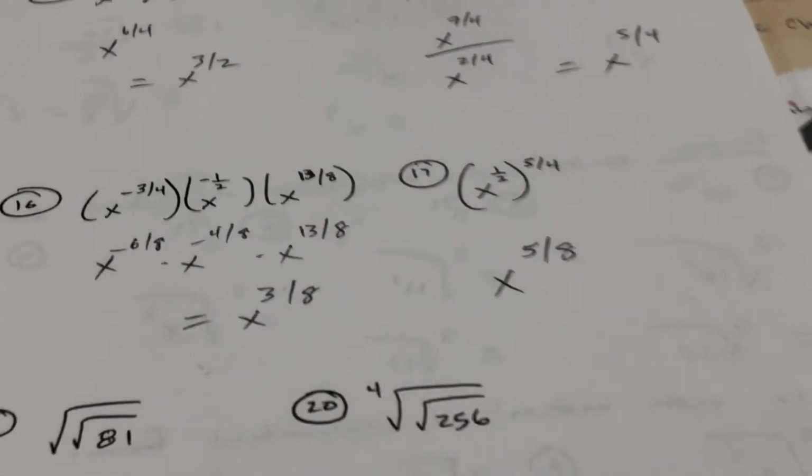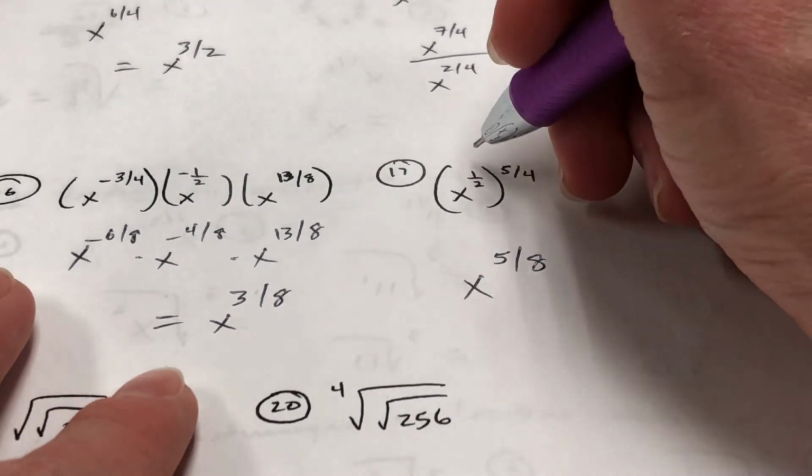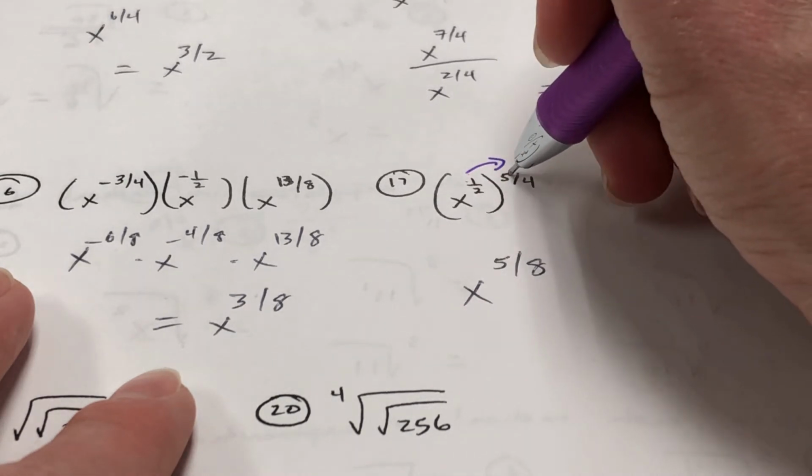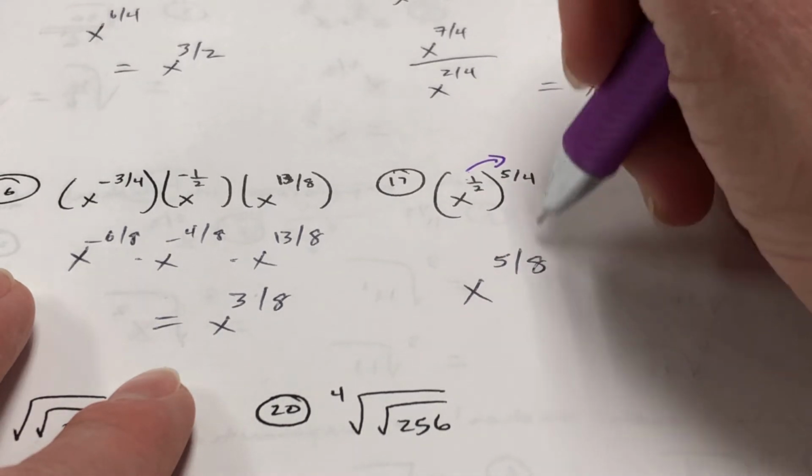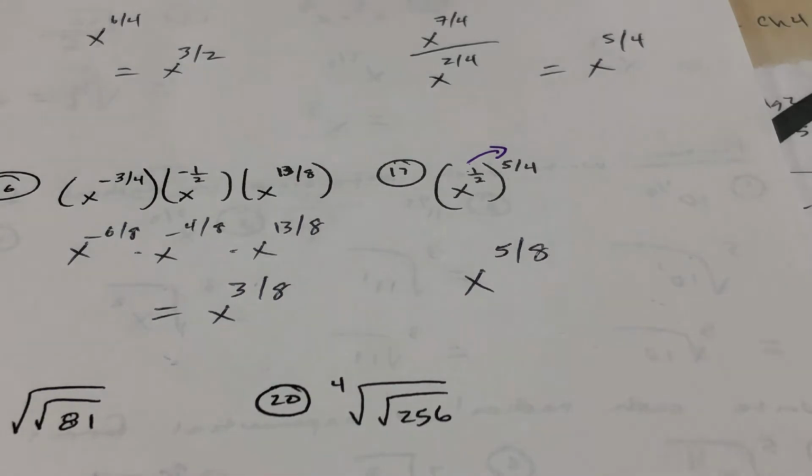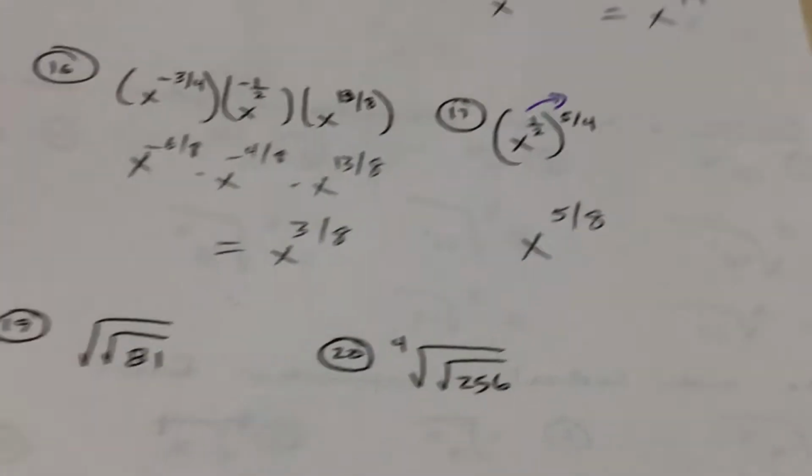Here is one kind of new. We didn't have a power to a power before, but this is exponent rule number 2. You just multiply the powers. That's 5 over 2 times 4, 5/8. X to the 5/8. Make sure you put x as the base. It's all about that base.